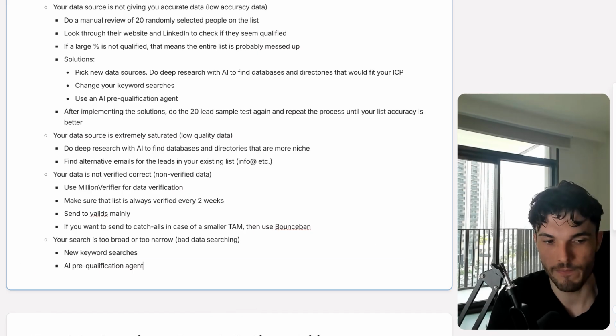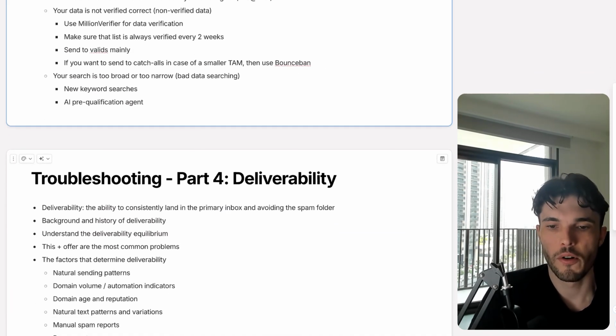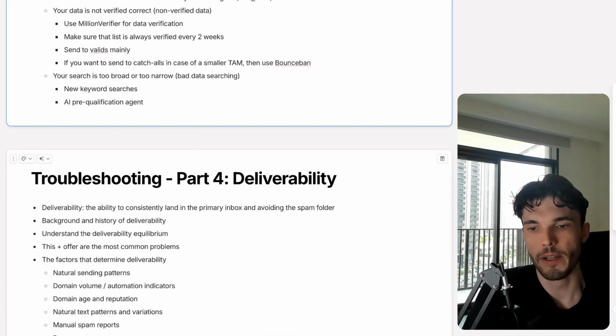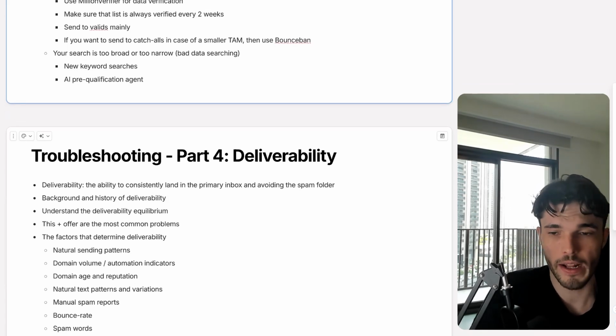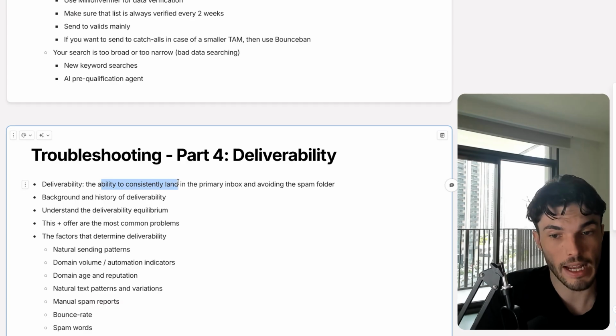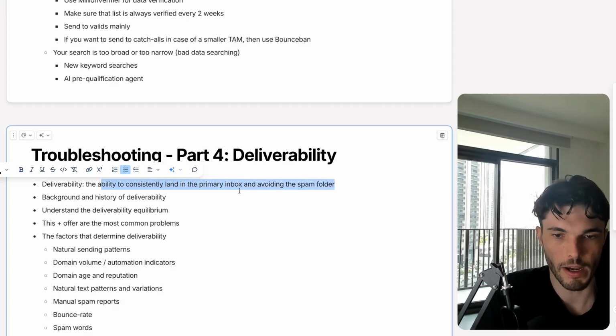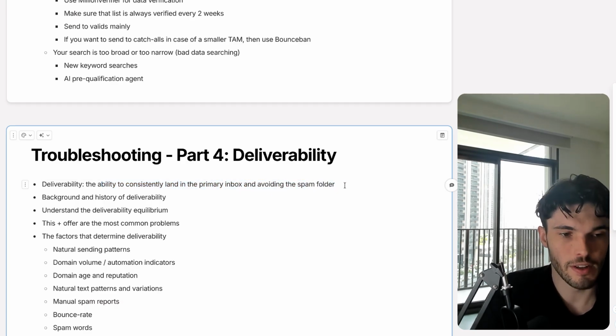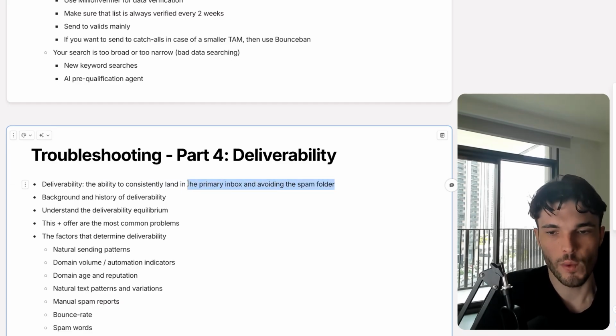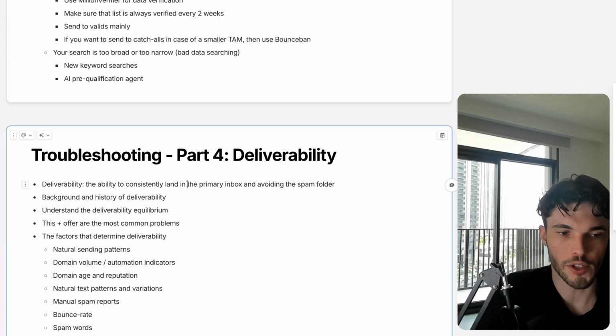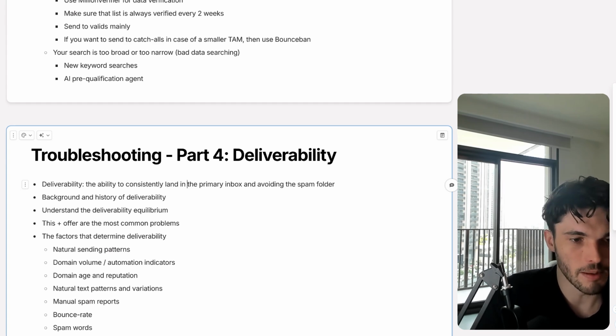So the next part here is email deliverability, and that is going to be defined as the ability to consistently land in the primary inbox and avoid the spam folder. And again, as I mentioned in the very beginning of this video, it's one of those things that have really changed over the years. It's one of the most dynamic parts of cold email, right? If everyone was just able to land in the inbox, it would be a whole different game. It would be a lot more simple and straightforward to do it.